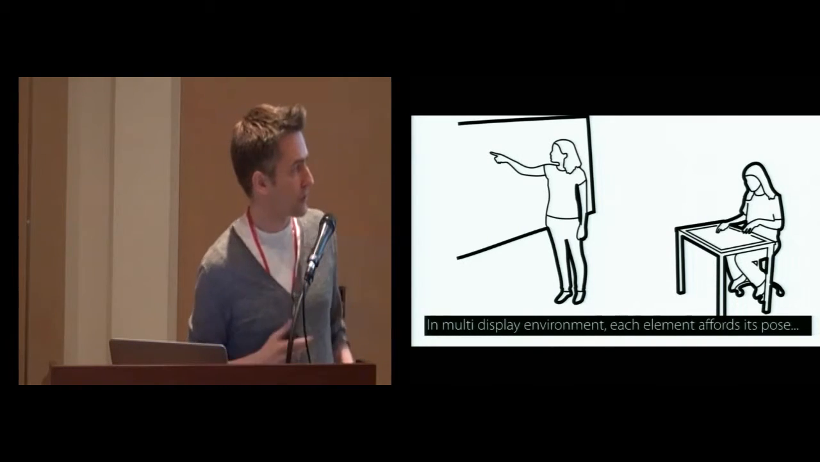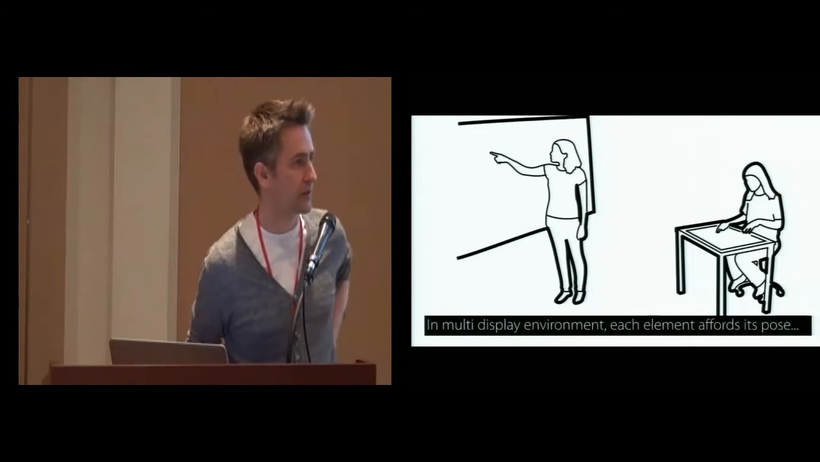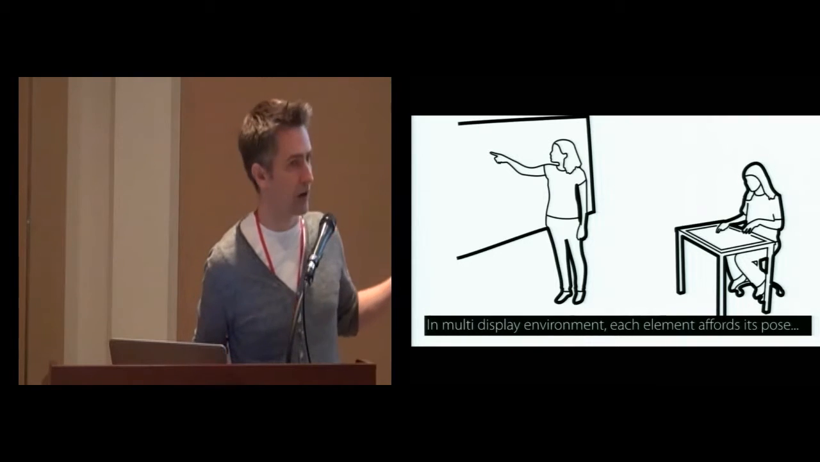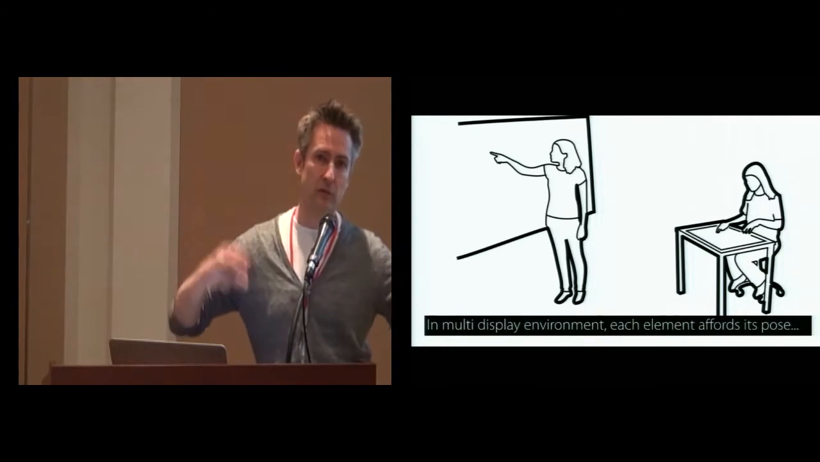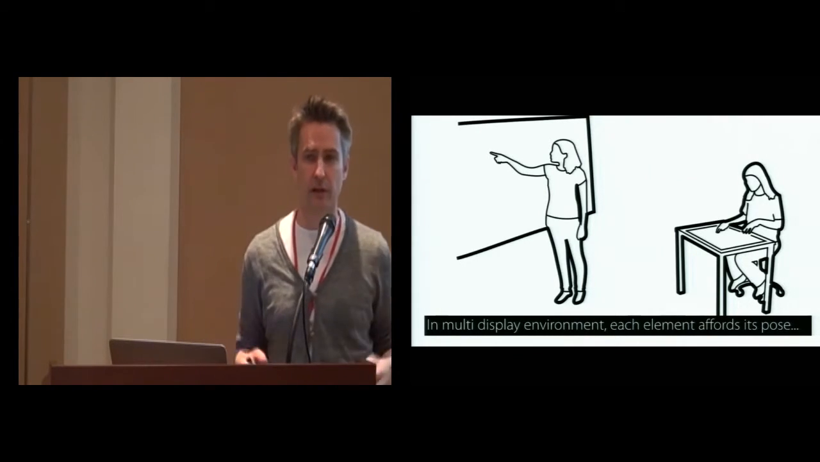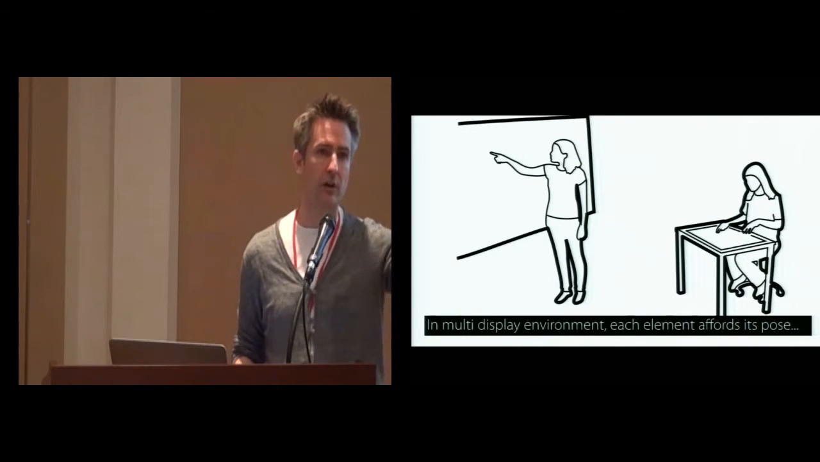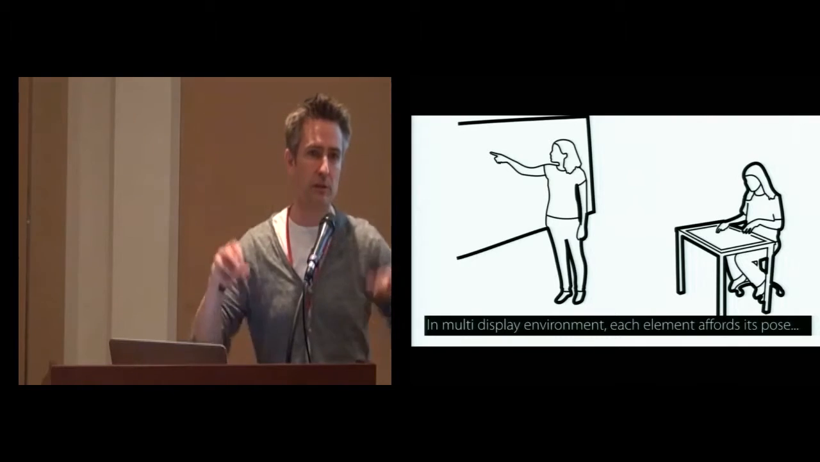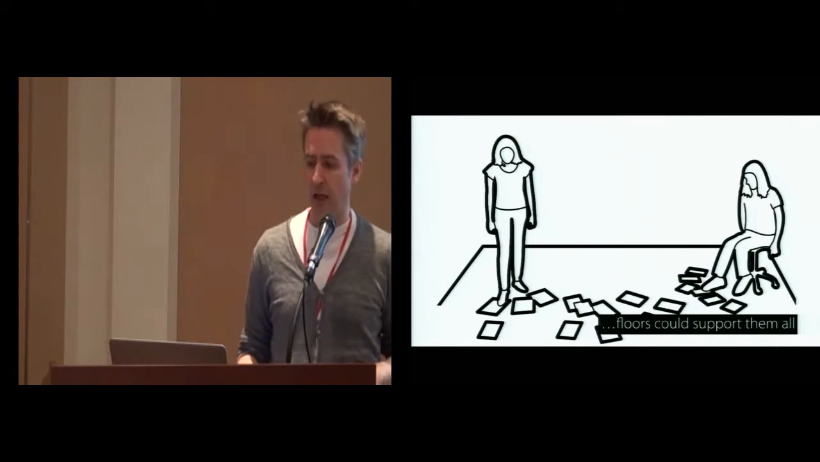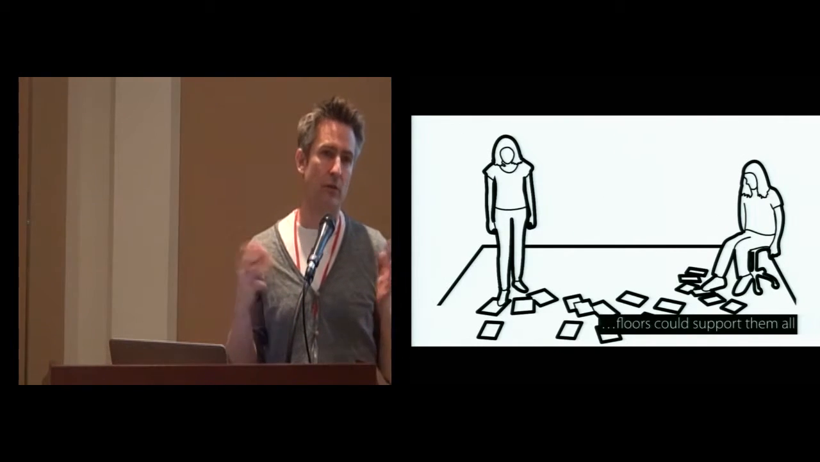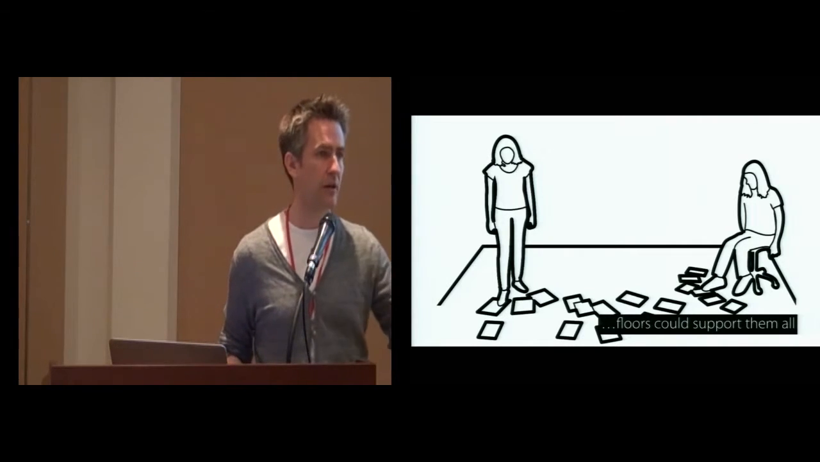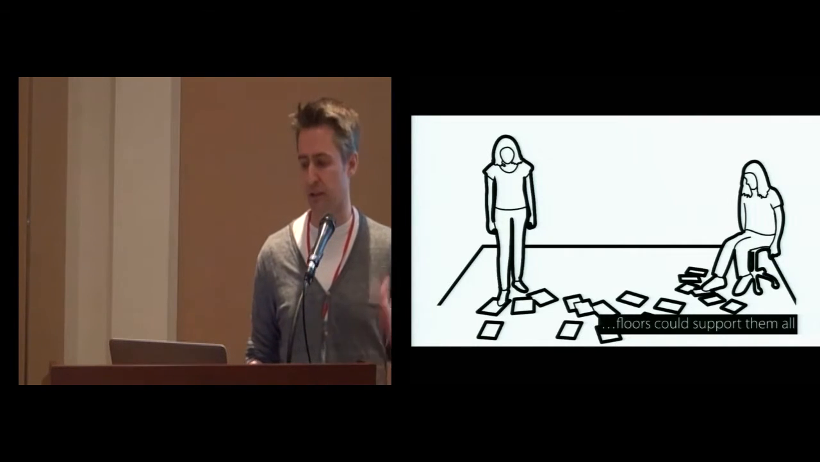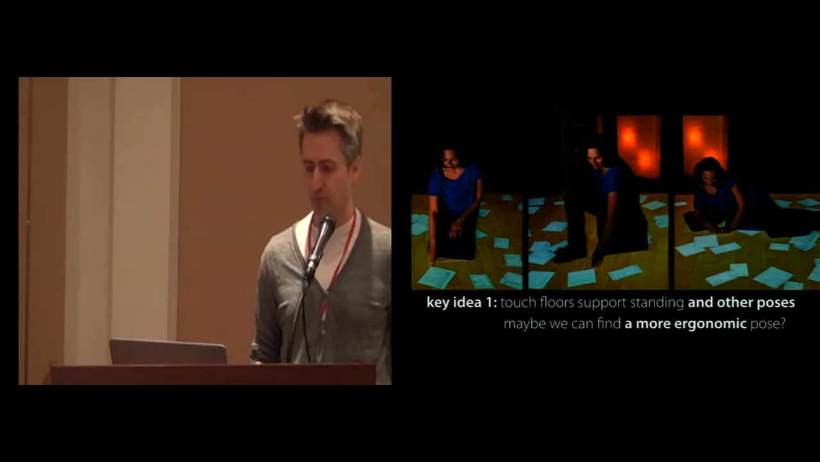So our approach to this whole thing comes out of this simple observation. If you think of multi-display environments, for example, like systems that have a wall display and a table and something else, every component in there has its own affordance. So the wall wants you to stand, and the table wants you to sit, and so on. And if you look at the floor, actually, it supports many of these things at the same time. You could sit on it, you could stand on it, you can lie on it, and that's exactly what we're exploiting in this work here.